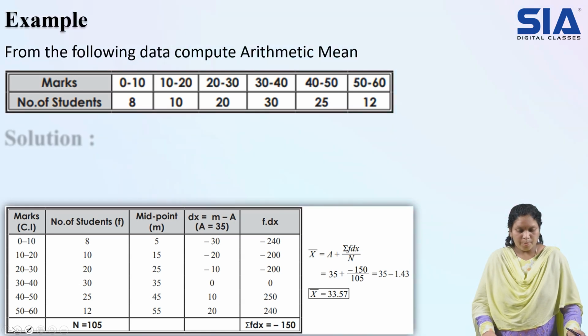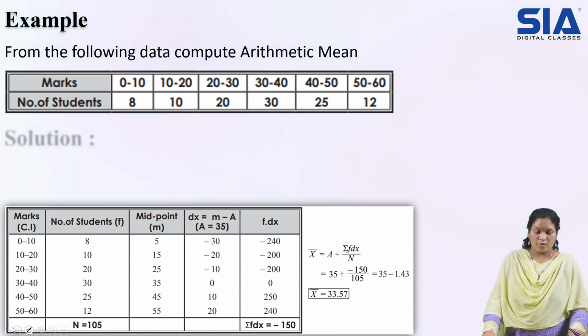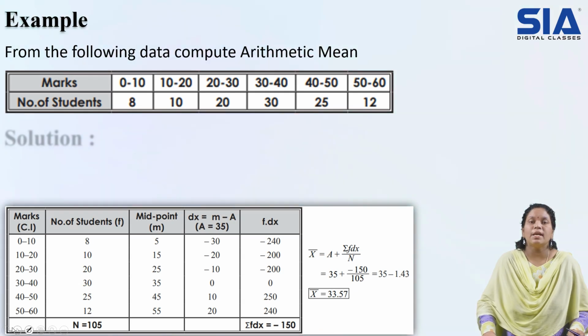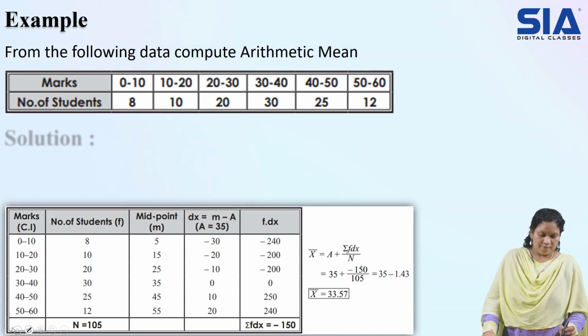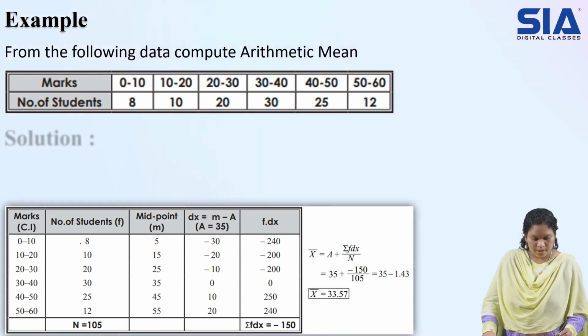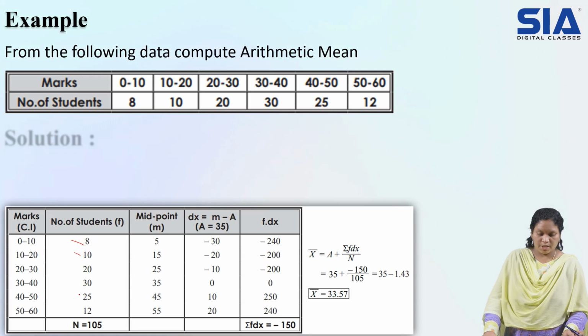So first example here we have the data, check it out. From the following data, compute arithmetic mean. Same example just now whatever we have done, let us use the shortcut method for that and obtain the answers. So first they have given class intervals and frequencies, we know. So write down that in the first two columns, then add up frequencies one to another, 8 plus 10 plus 20 plus 30 plus 25 plus 12, you will get capital N.